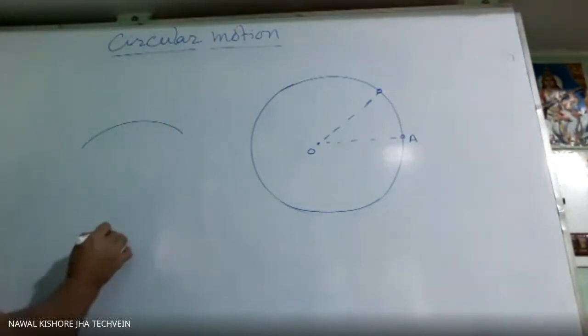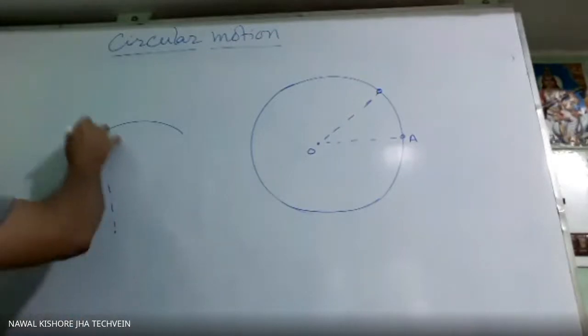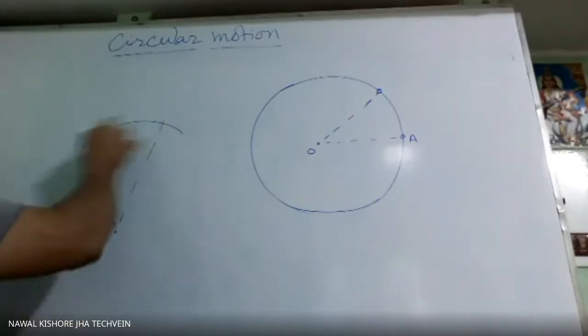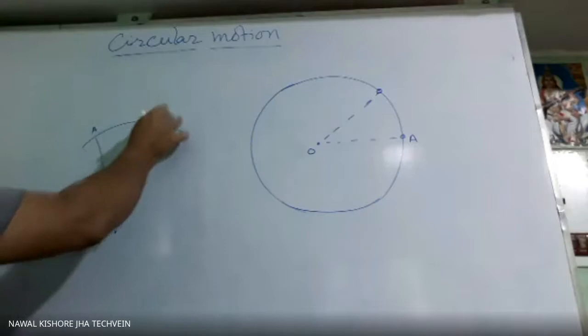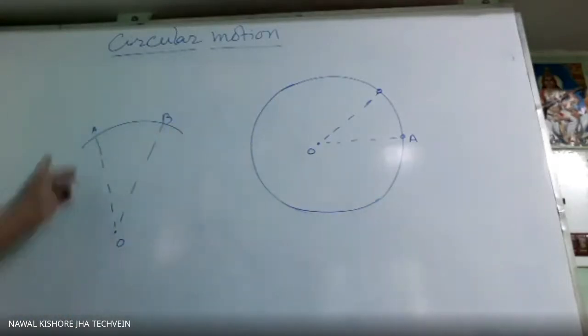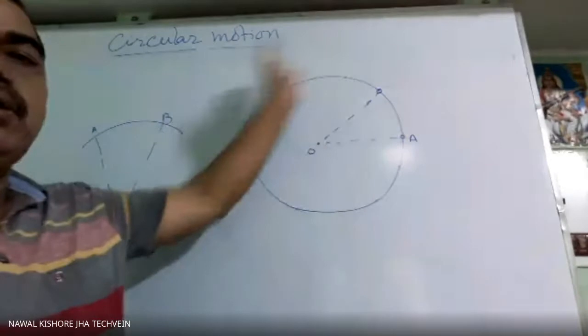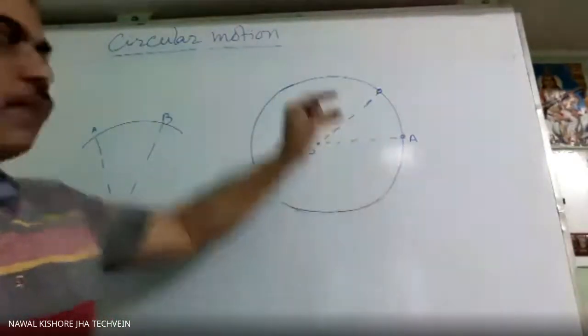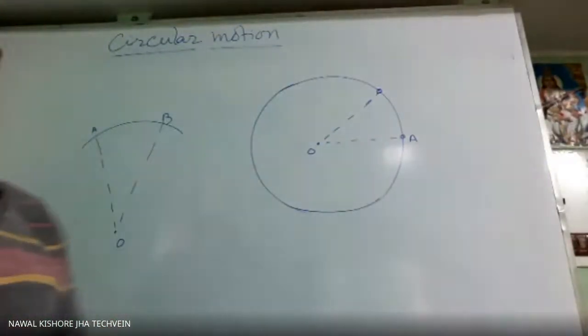So its distance from here is always the same. Like the particle has come from A to B. So this OA and OB are equal. So this is also circular path, circular motion. So the particle may move on a complete circle or maybe a part of the circular path or part of the circle.